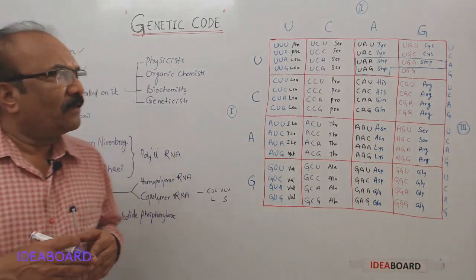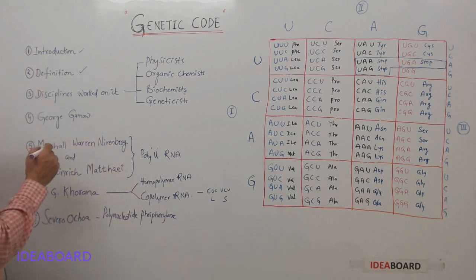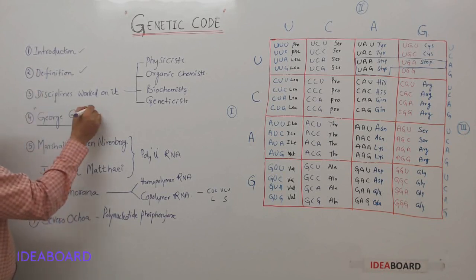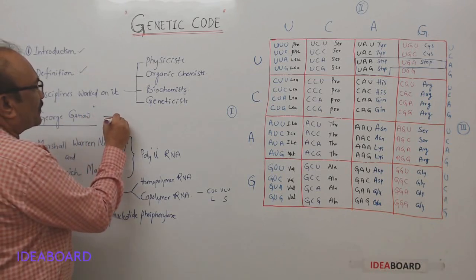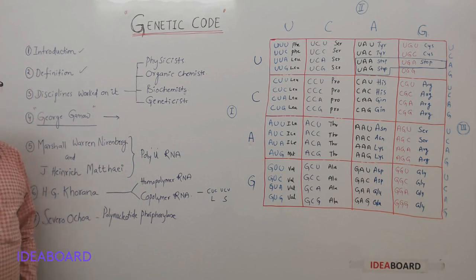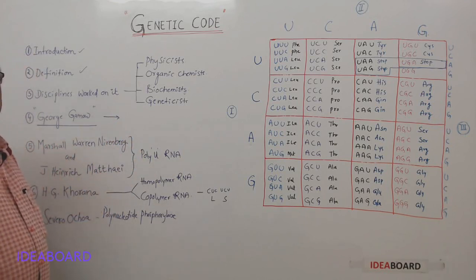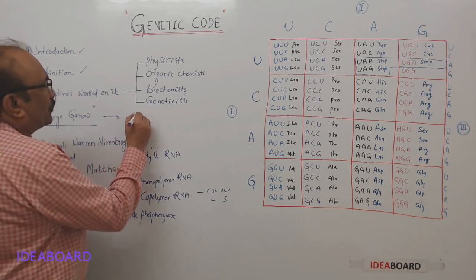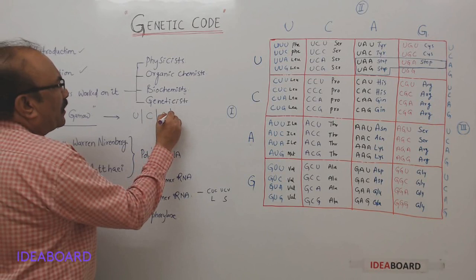Now let us go through the sequence of events that took place in history. First, the name worth mentioning here is George Gamow. He is not a biologist, he is a physicist. And remember, the term genetic code was coined by George Gamow. He also made an argument, knowing that RNA is composed of four nitrogen bases: uracil, cytosine, adenine, and guanine.